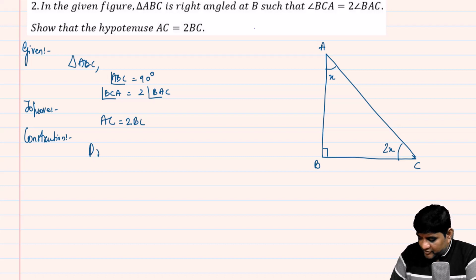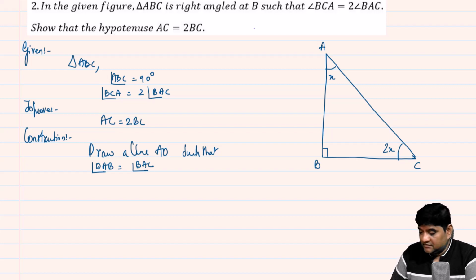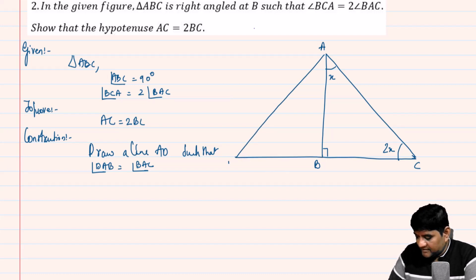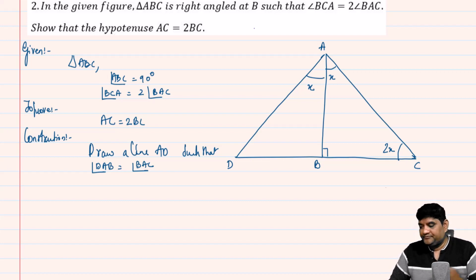I'm going to be drawing a line AD such that angle DAB is equal to angle BAC. So I'm drawing a line AD in such a way that this angle is also x, which is basically that they are equal. So let's see how to do this question now.